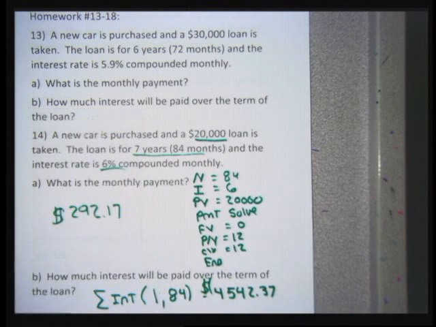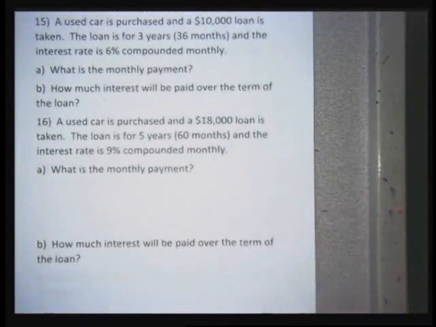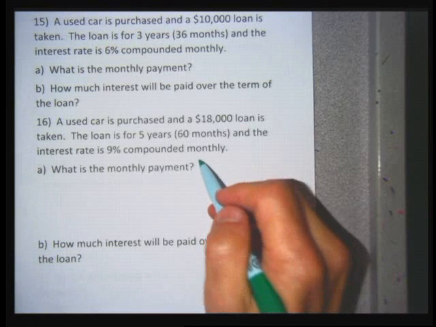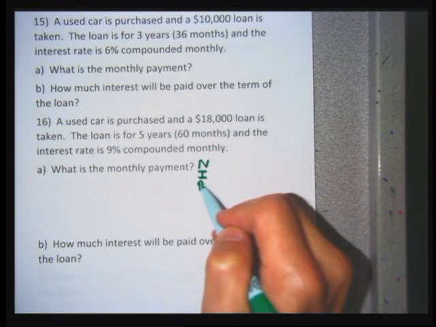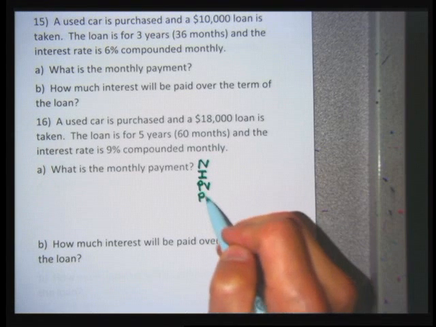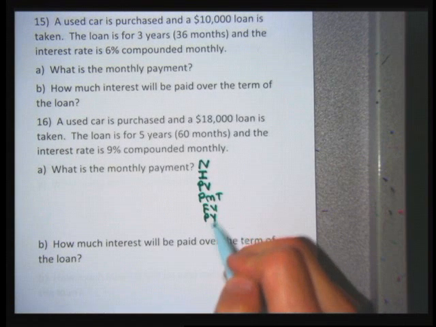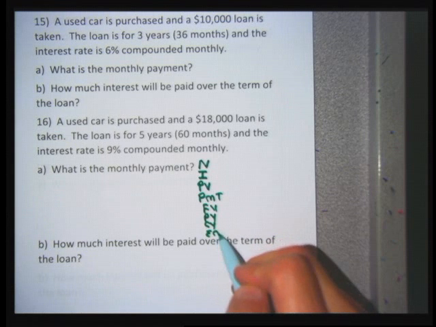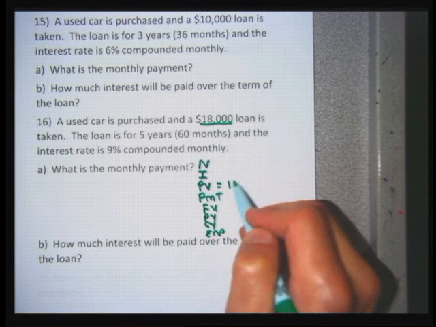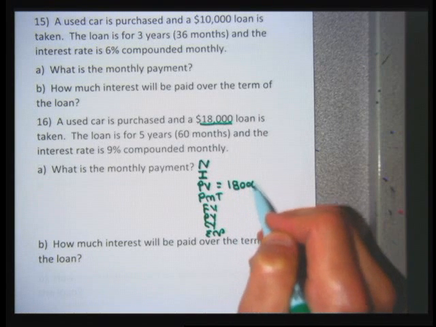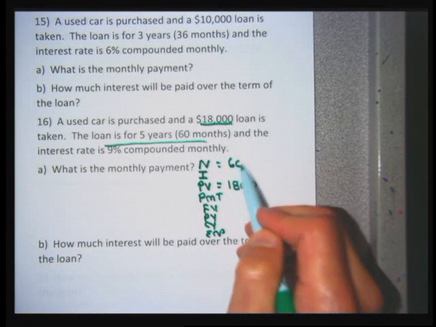So the next two problems should be the same. So 15 is your problem, 16 is mine. They work the same. First, I'm going to figure out a payment, and then I'm going to figure out how much interest we pay for the whole loan. So for my problem 16, the first number I see is $18,000. That's the amount of my car loan. The next two numbers I see are 5 years, which is 60 months. I'm going to put 60 in for the N.